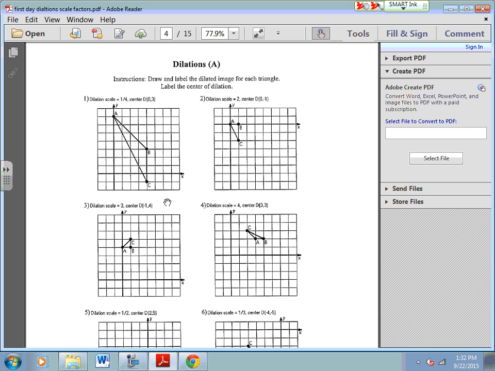All right, so everybody do me a favor. I want you to write down the coordinates for A, B, and C for me on problem number 1. Just write down the coordinates. Make sure you look for the identification of where the X and the Y axis are on that picture.